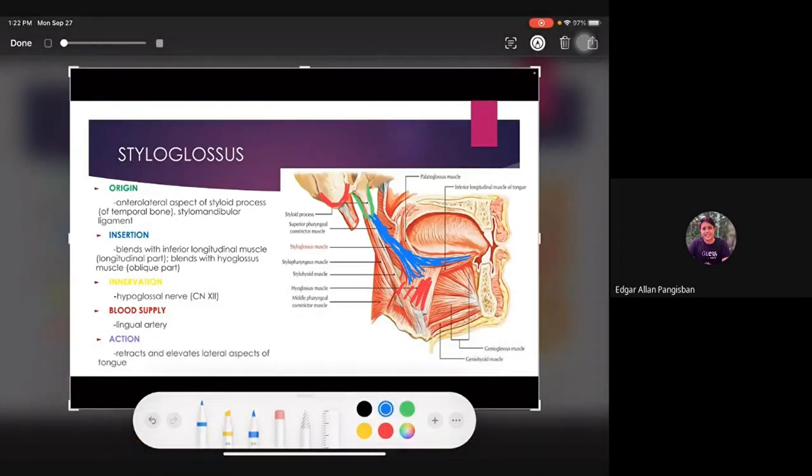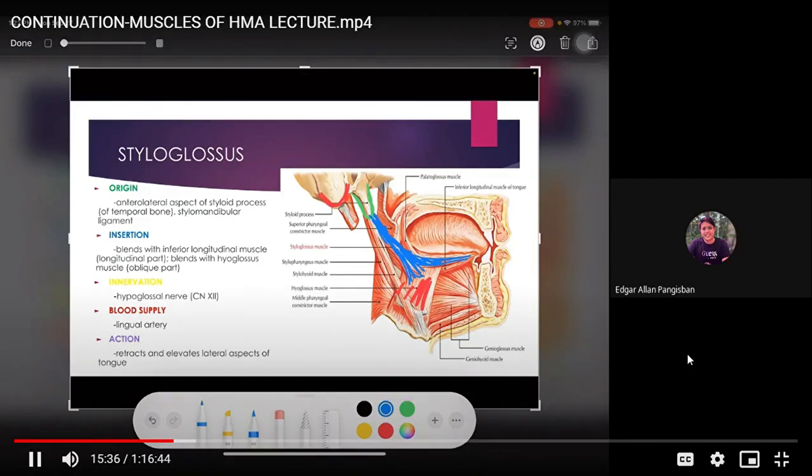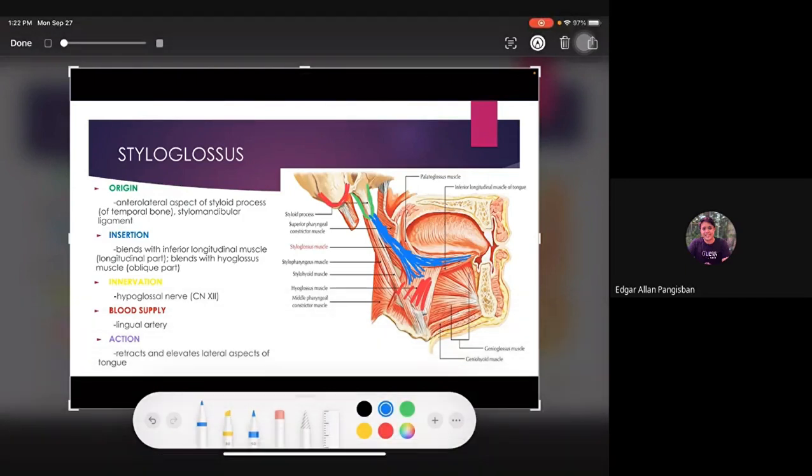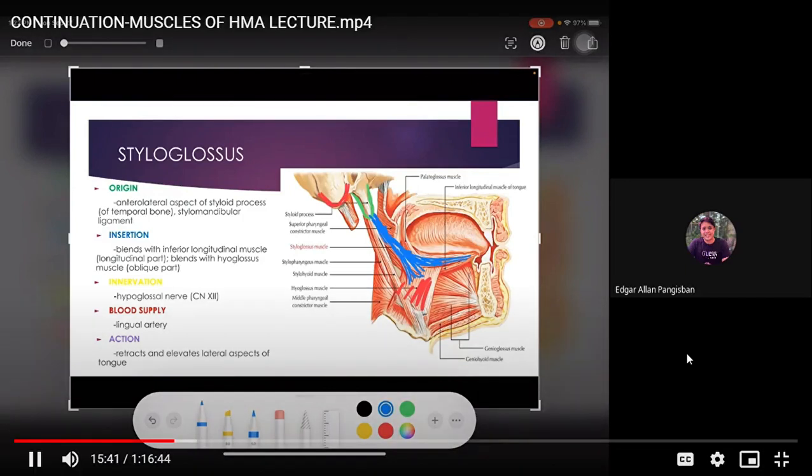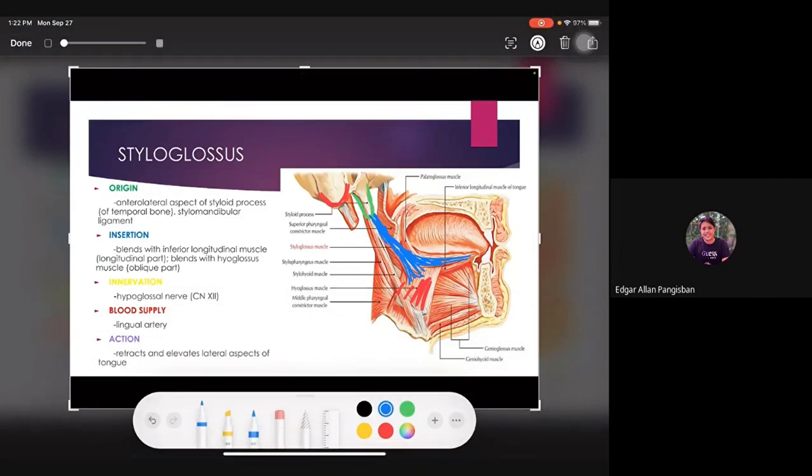It's still CN12 or cranial nerve 12, hypoglossal nerve, and it is supplied by your lingual artery. Action. Okay, this is the counterpart or the opposite of your genioglossus. Kasi ang action niya, it retracts and elevates the lateral aspect of your tongue. It retracts and elevates the tongue.